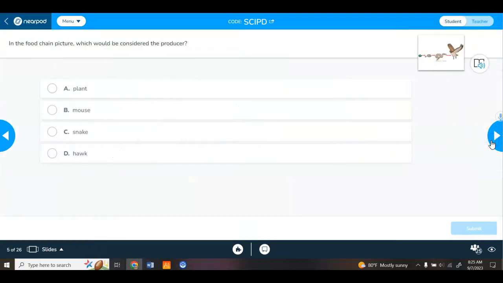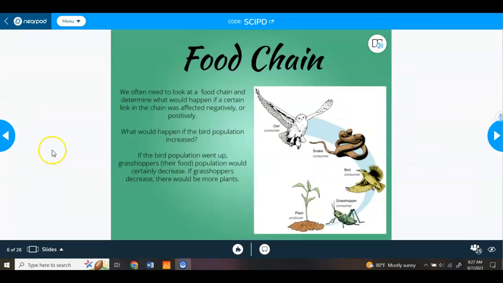Food chains. We're going to skip. We'll pause it. I am not going to spend too much time on these next few slides because I feel like that's something I need to do. That might be where I need to start next week or maybe tomorrow after the quiz.